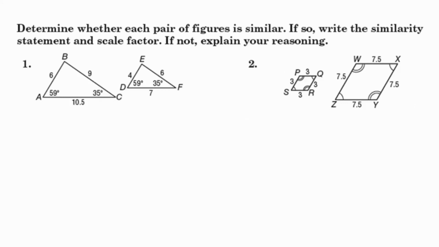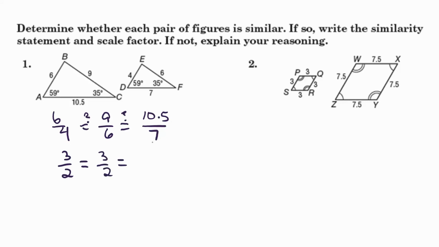Looking at the first practice problem, we want to determine whether each pair of figures is similar. If so, write the similarity statement and the scale factors. So looking at AB over DE, that's 6 over 4. Does that equal 9 over 6? And does that equal 10.5 over 7? 6 over 4 reduces to 3 over 2. 9 over 6 reduces to 3 over 2. 10.5 over 7 also reduces to 3 over 2.